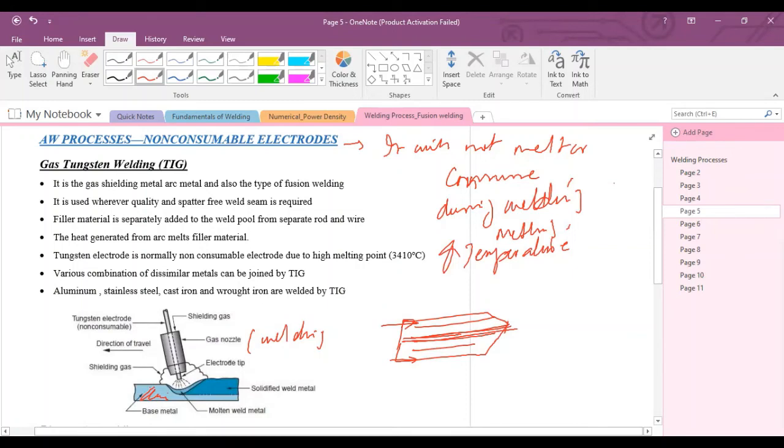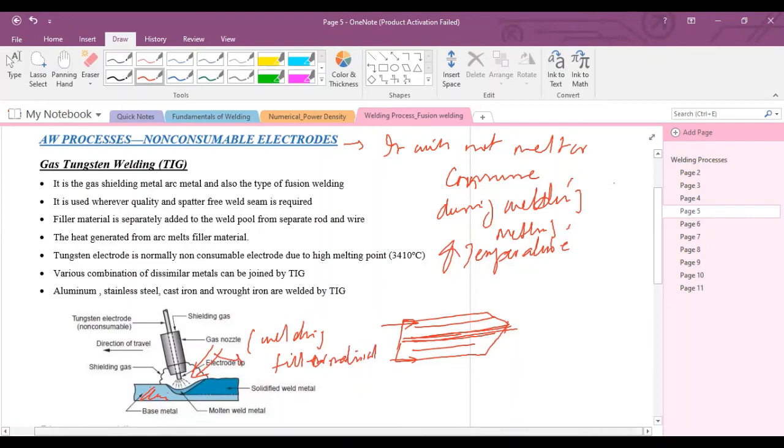Moreover, one filler rod or filler wire will be added separately during the welding. Due to this arc, this filler material will also melt and be added to the molten pool to provide strength to the weld.